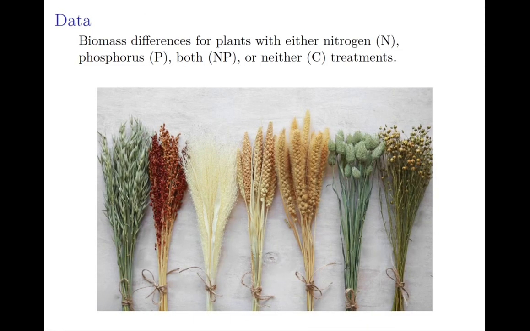So today we're going to be looking at data on biomass of different plants under either a nitrogen addition, a phosphorus addition, or both, or neither. So a factorial experiment of N and P. And this is the best picture I could find for biomass. So it's going to be pretty data.